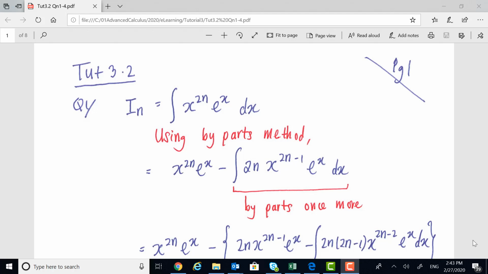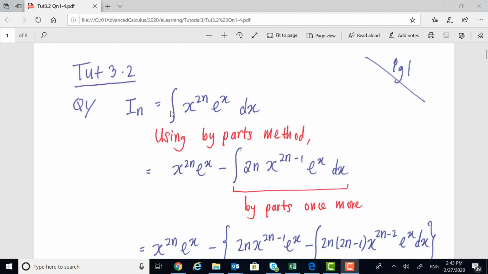Tutorial 3.2, Question 1. In Question 1, we are supposed to prove a certain reduction order formula for a particular integral. In this case, you have the integral I_n equals the integral of x to the power of 2n e to the power of x. So to do such a question, we want to use the by parts method.